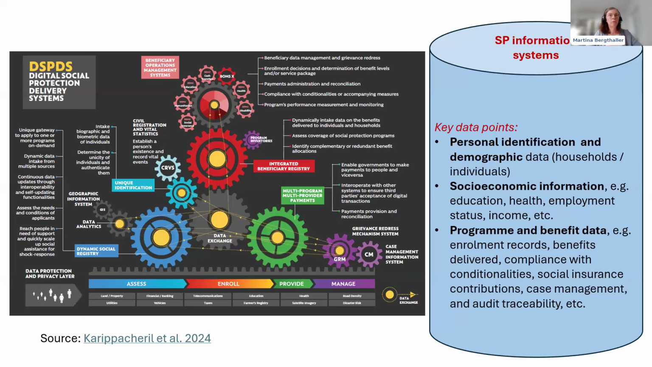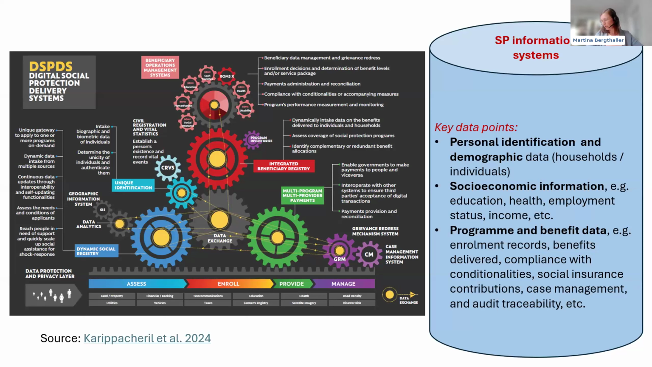So this was the general framework. Now I'm going a little bit more into detail into the information systems. And this slide shows an overview of common social protection information systems that you find in many countries, maybe not as detailed as on this graph, but at least some elements you find in most of the countries across the world already.